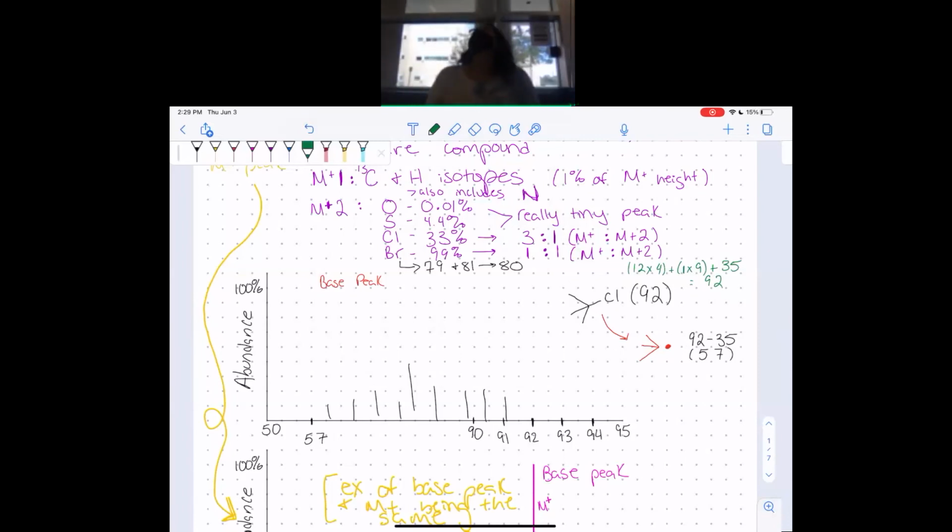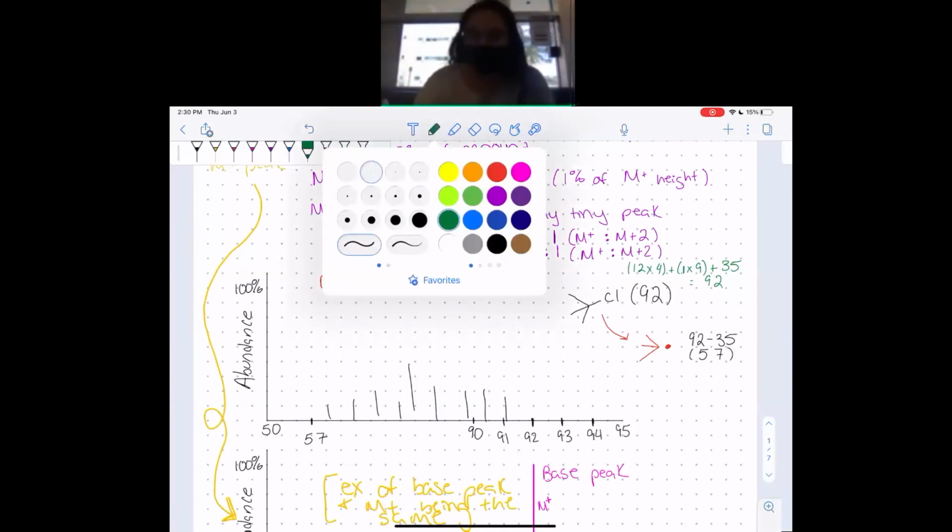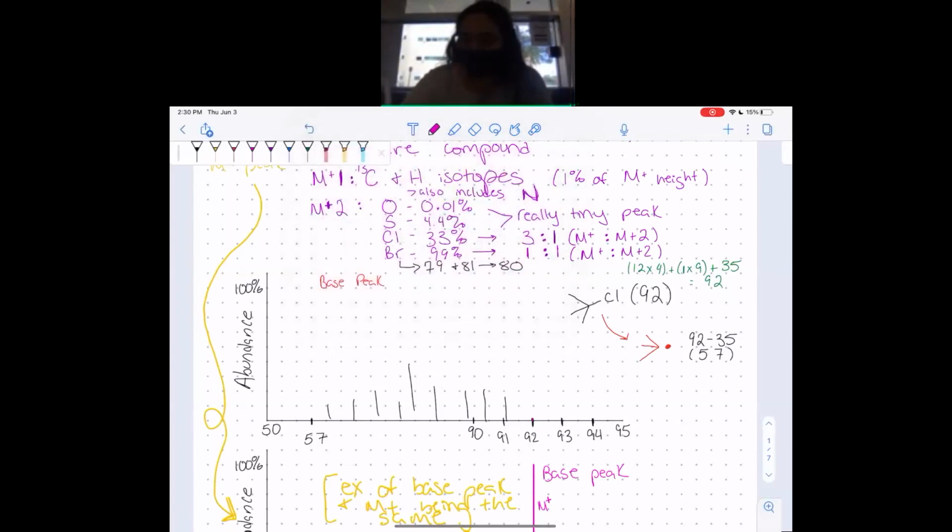I forgot exactly what I was saying, but it was something along the lines of, we know the M+ peak is the mass of the whole thing. So we know that the M+ peak is going to be at 92 because that is the full mass. So let's go ahead and draw a peak at 92, and we said that will be M plus.